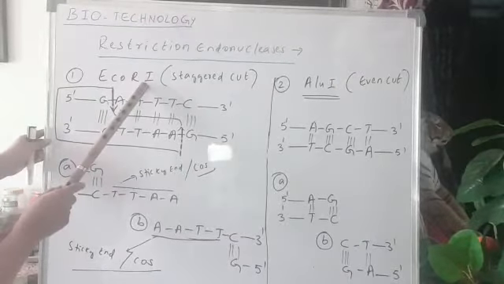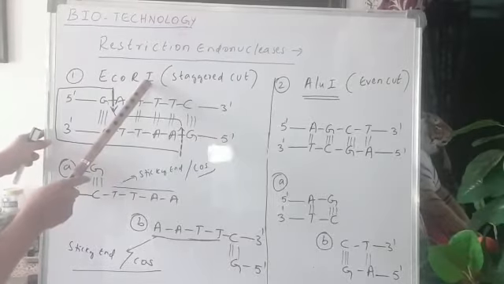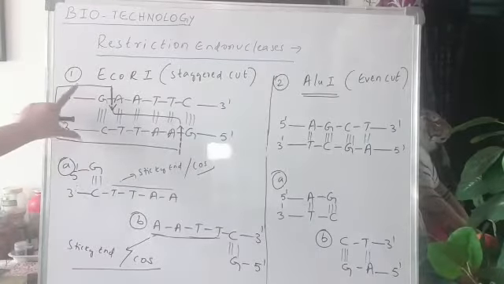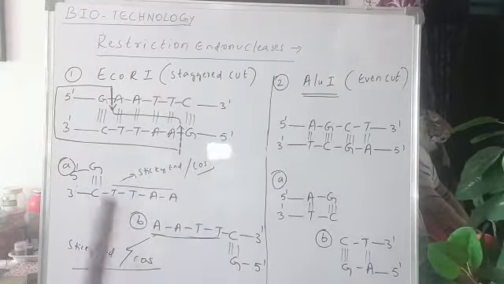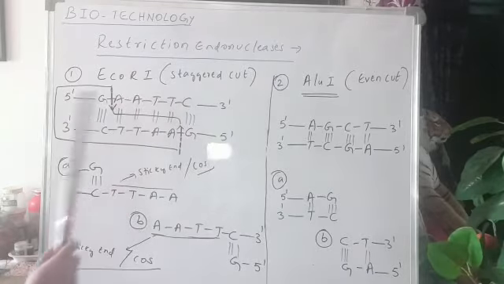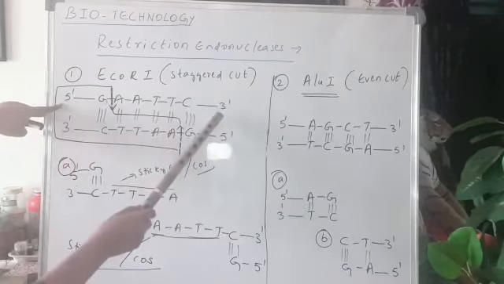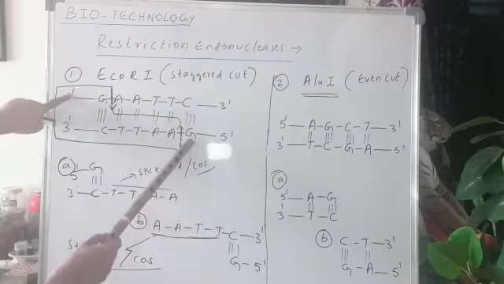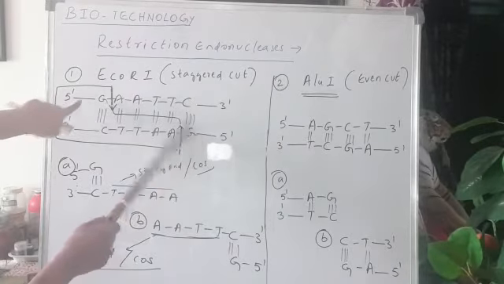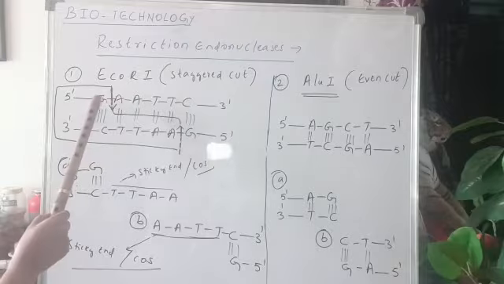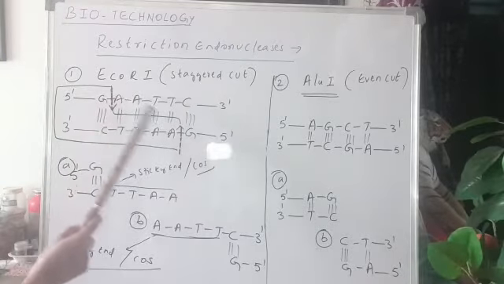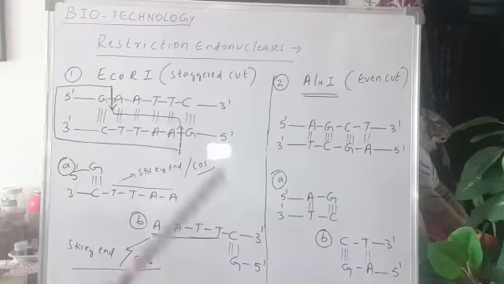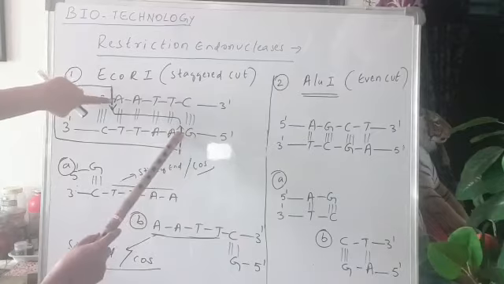So EcoR1 is one type of restriction endonuclease. It recognizes a palindromic nucleotide sequence, which is GAATTC from 5 prime to 3 prime in both the strands. After detecting this recognition sequence, it cuts between G and A in both the strands. As a result, 2 phosphodiester bonds have broken.